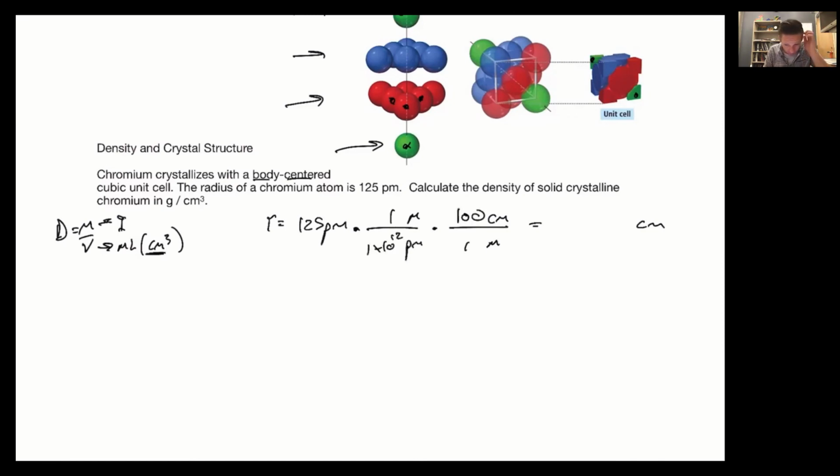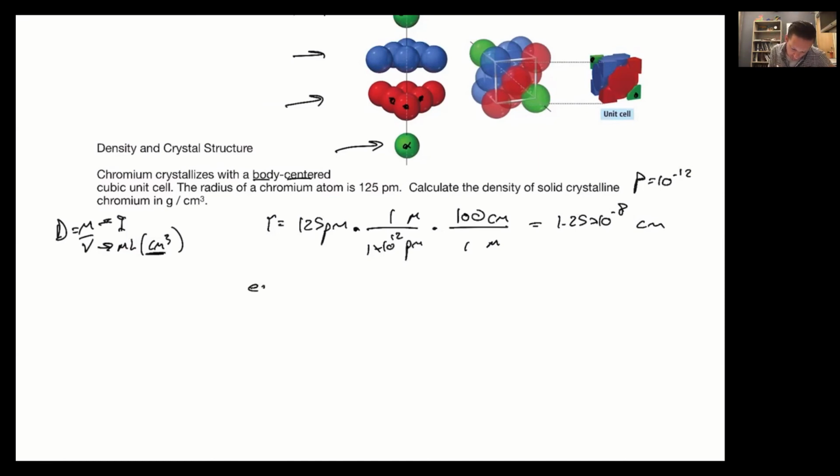A pico represents 10 to the minus 12. And so 125 divided by 1 times 10 to the 10th, because it cancels with 100, and 1 times 10 to the 12th. And you get 1.25 times 10 to the minus 8 centimeters. So that's the radius of an atom in a body-centered unit cell.